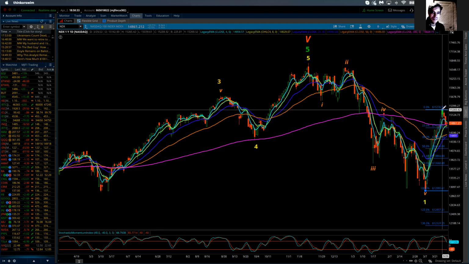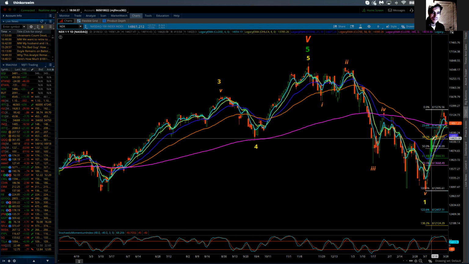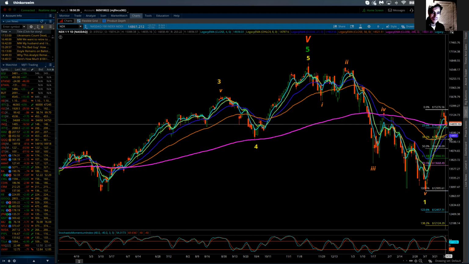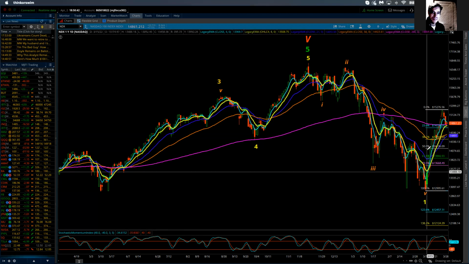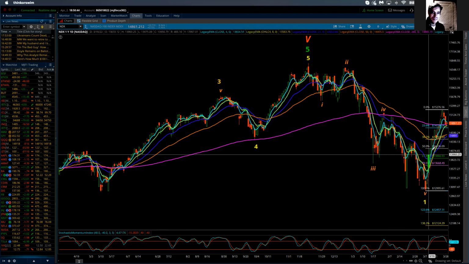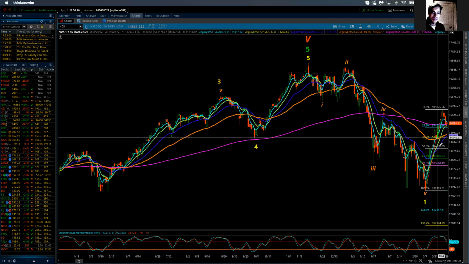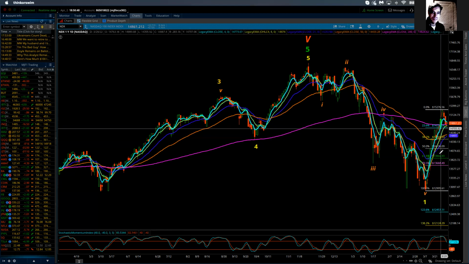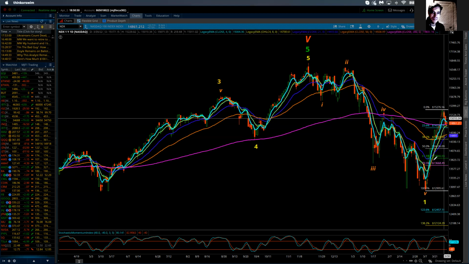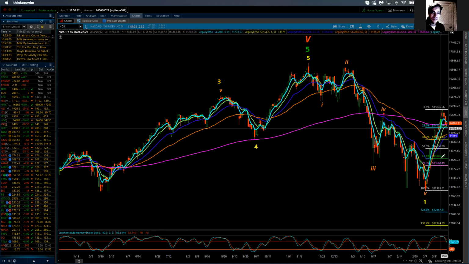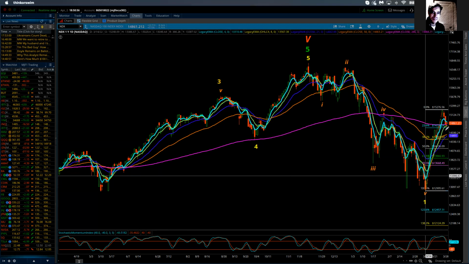It'll measure up to, again, this is basis the cash market, minimal 14,400, I'm going to call it. 50%, 14,136. 618, 13,867. It can come all the way back down there and it would be healthy. It doesn't mean the end of the world.